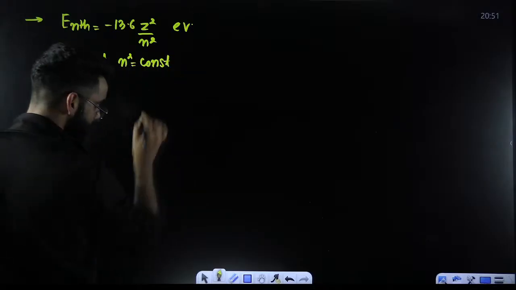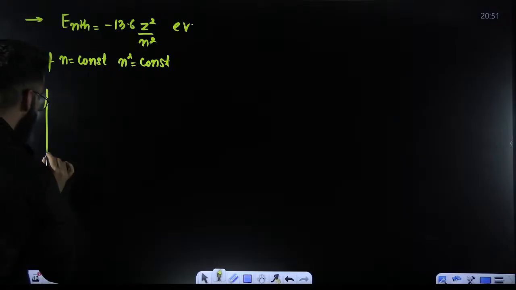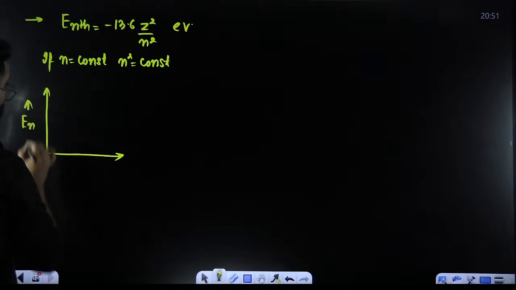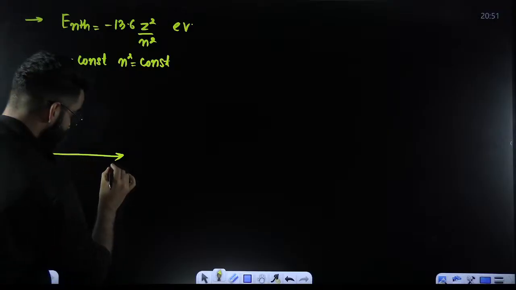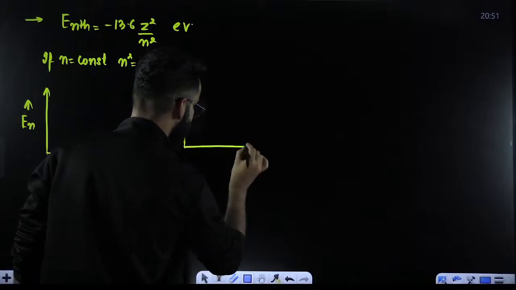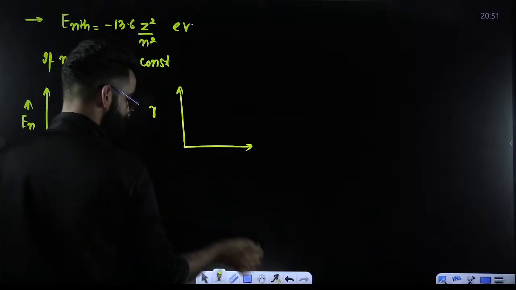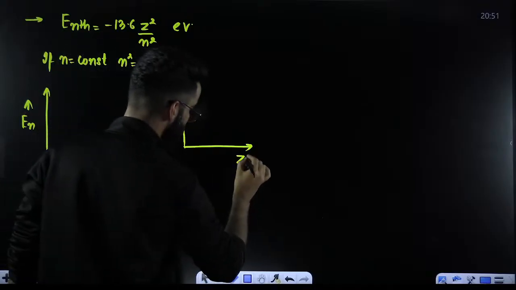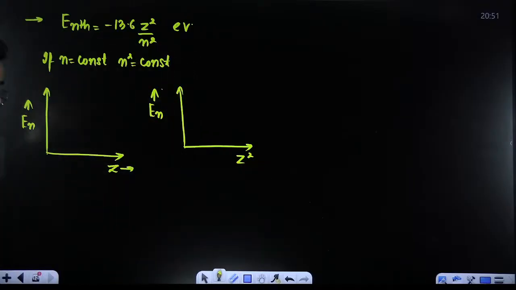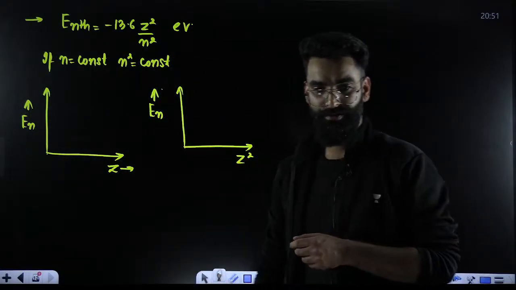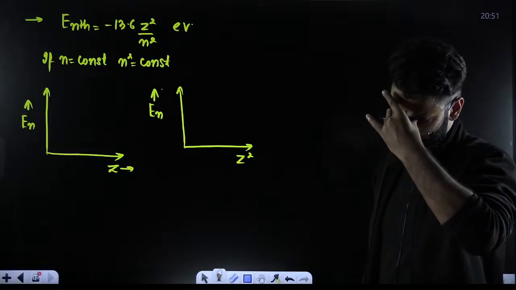Perfect. Now, two graphs I would want you guys to make here. One between energy of nth Bohr's orbit versus Z. This is the first graph. Second graph, energy of the nth Bohr's orbit versus Z square. Right, people? Now try to understand how exactly I'm going to make it.